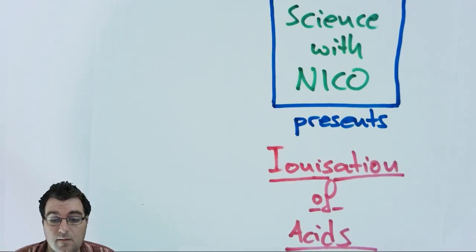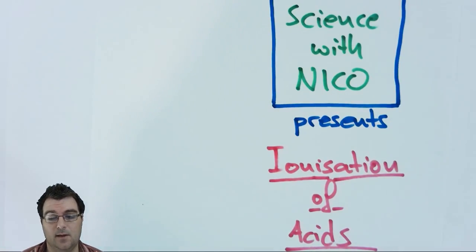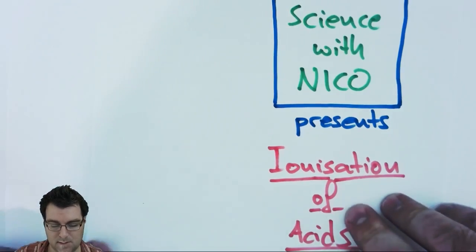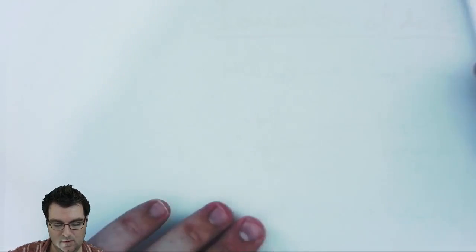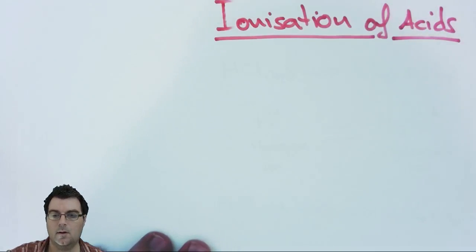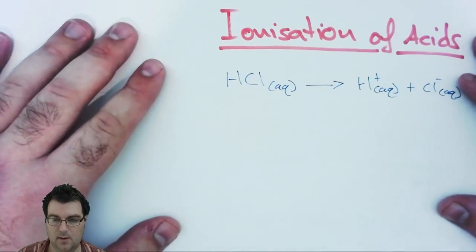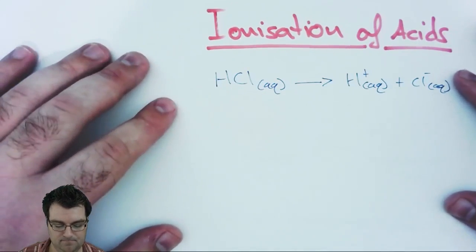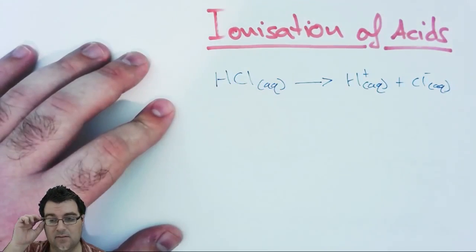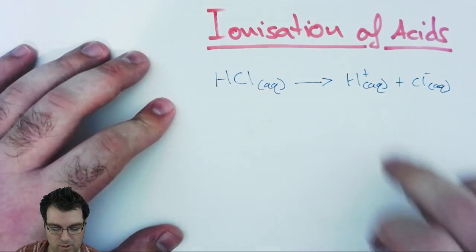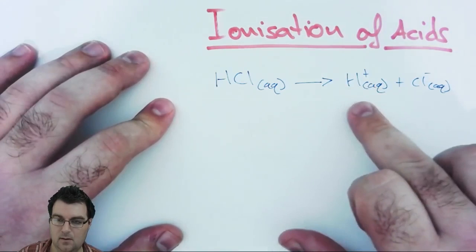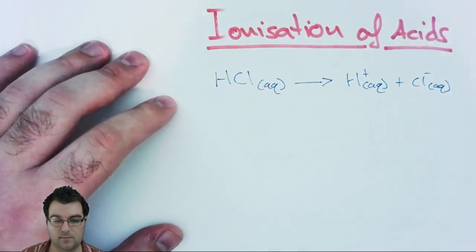Hello, this is Nico, and in this Science with Nico, we're going to talk about the ionization of acids, and we're going to look at the behavior of acids in solution in a bit more detail than our introductory video. Okay, so acids, when they are brought into contact with water, they ionize. And so what that means is if we take, for example, some hydrochloric acid, and we toss it in water, it's going to ionize and give up its hydrogen ions.